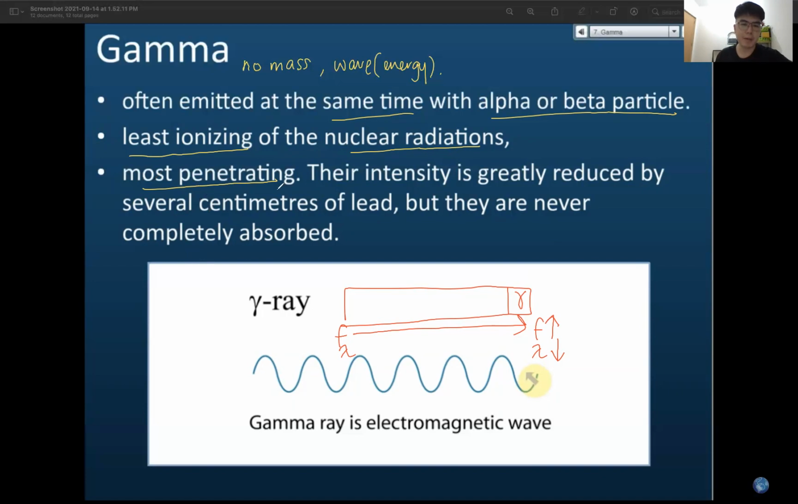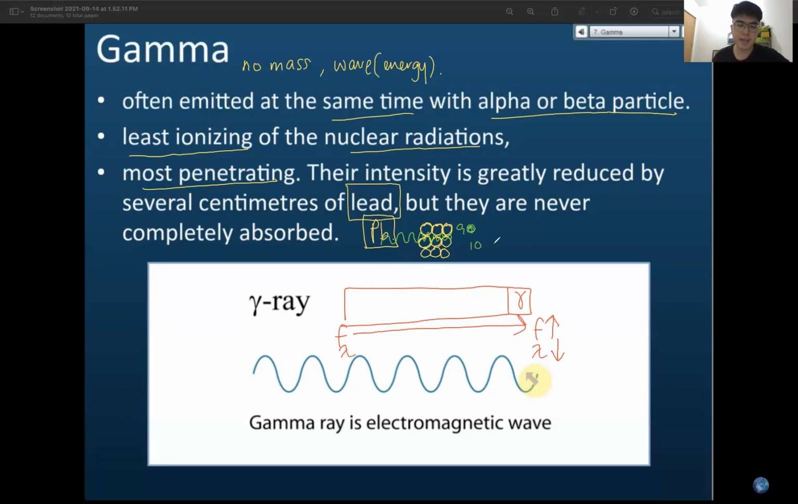Now, most penetrating, their intensity is greatly reduced by several cm of lead. Okay, lead is Pb from the periodic table. Lead is a very dense material. Very dense means that the particles are very close. If you take 1 centimeter cube, the mass is very high, meaning there are more particles in 1 unit volume. Because of the high number of particles, they are able to block the gamma ray. Can it block 100%? No, it cannot block 100%. It only blocks about 90%.